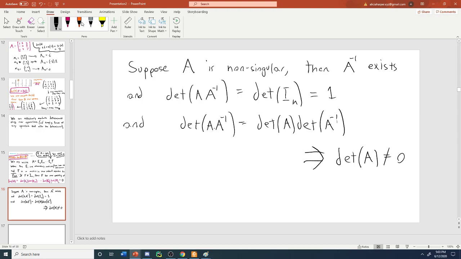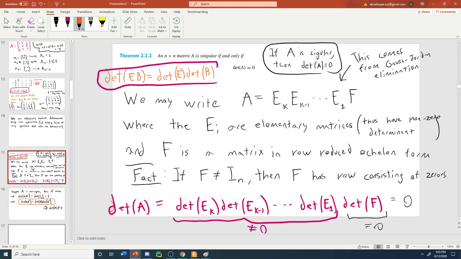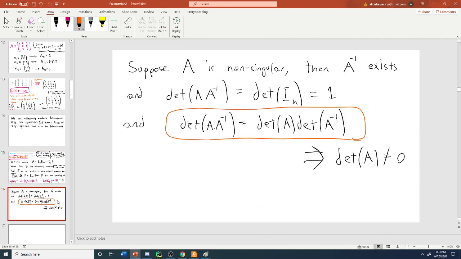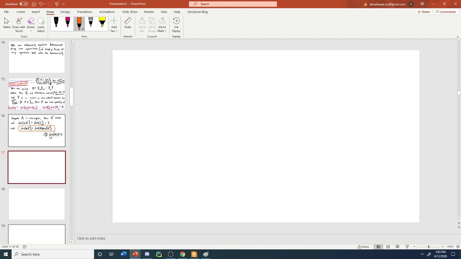Now, the one thing I really have to justify here is this assertion. As of right now, I only know that we have this identity for any matrix B and an elementary matrix E. So I don't know this to be true yet, but I can prove it. In fact, I'm going to prove something more general than it.